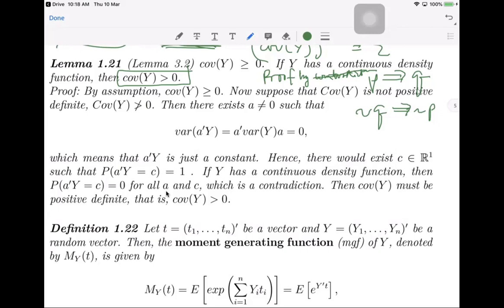Remember proof by contrapositive. Correct? P implies Q. What you show is not Q implies not P. Okay, correct. Yes, ma'am. So this is proof by contrapositive. So, lemma 3.2 is a proof by contrapositive. That is, P implies Q. What you show is not Q and then not P.